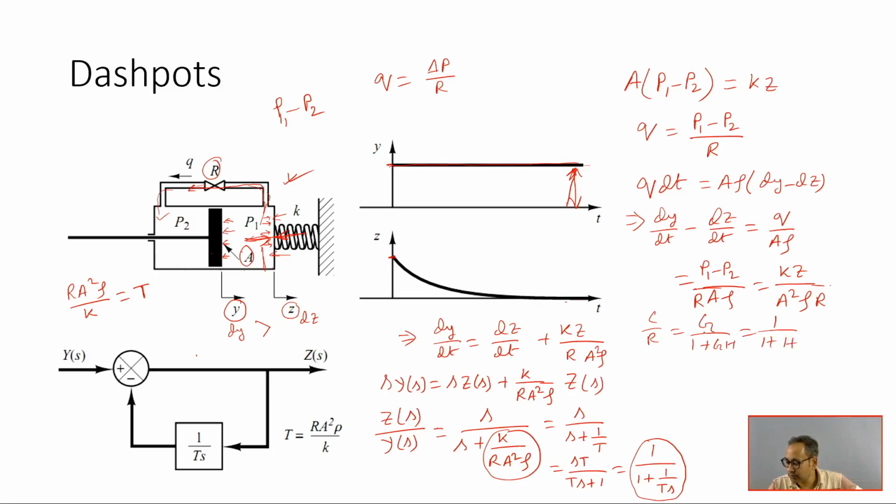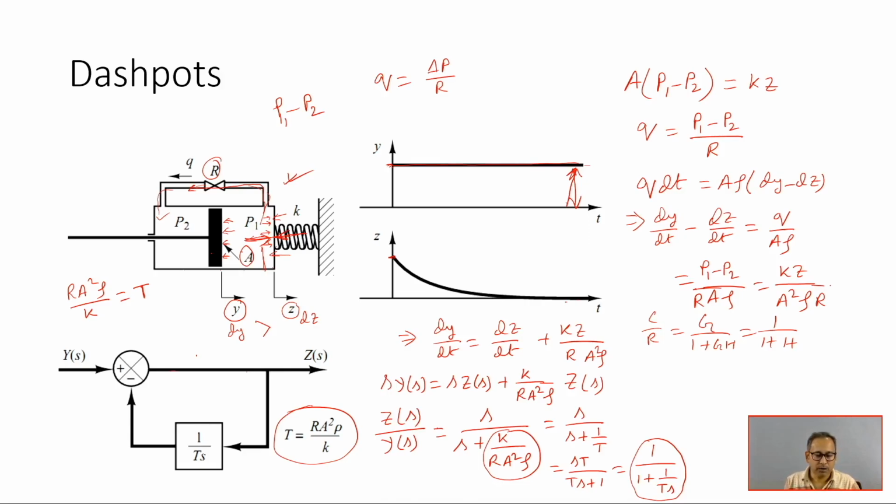So G equal to 1 is considered, and H in the feedback loop is 1 by Ts. It can be represented like this, where T is the time constant. So this can be effectively represented by this block diagram.